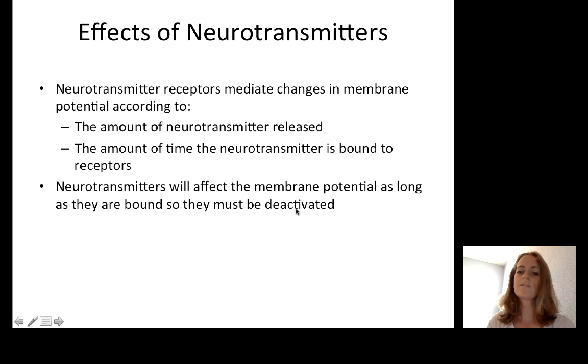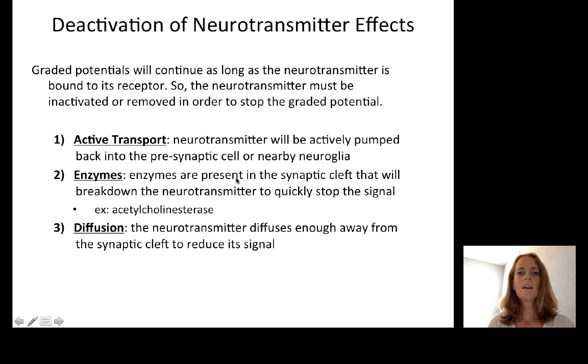So they can also be deactivated. There are 3 different ways to stop the neurotransmitter signal. Graded potentials will continue as long as the neurotransmitter is bound, so we have to inactivate or remove it in order to stop the signal. There are 3 ways. One is active transport. We can pump the neurotransmitter back into the presynaptic cell or into the nearby glial cells.